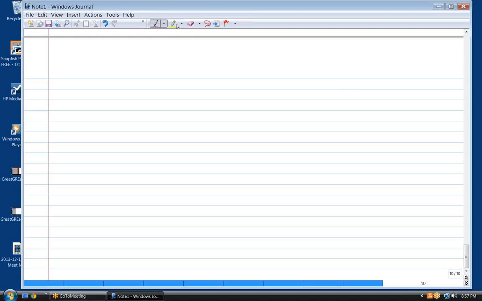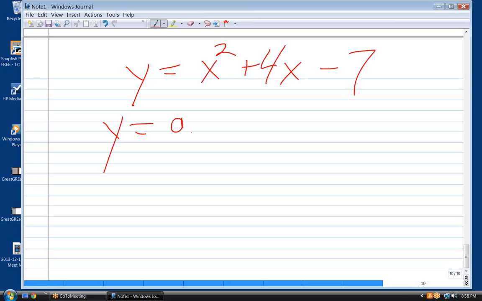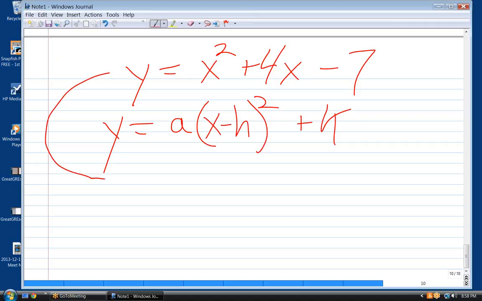Writing an equation in vertex form. Okay. What is y equal? Go ahead. This y equals x squared plus 4x minus 7. Okay? Vertex form, where H and K are your vertex. So we want to put this equation so that it looks like this.